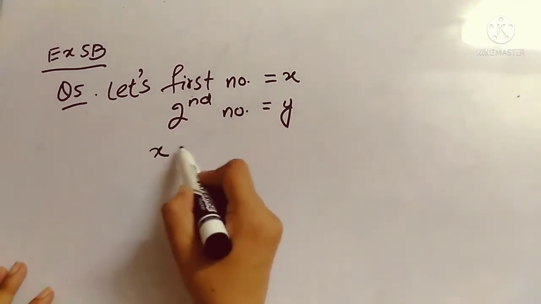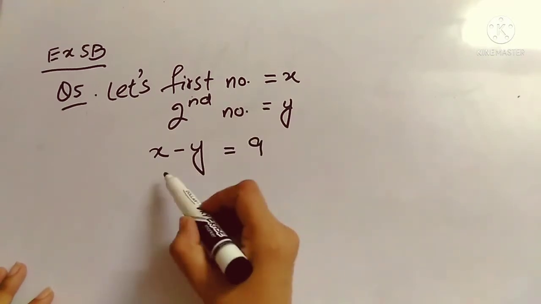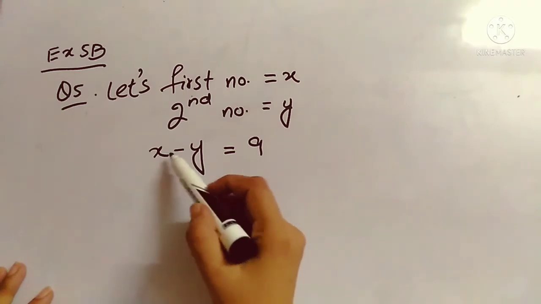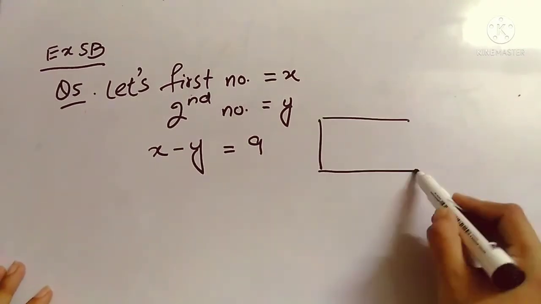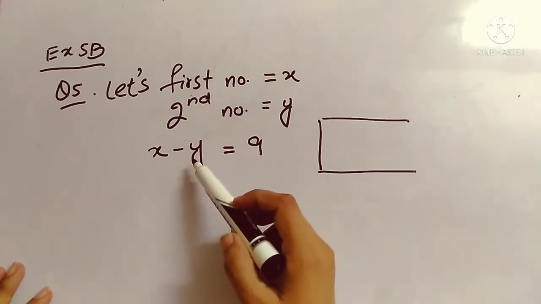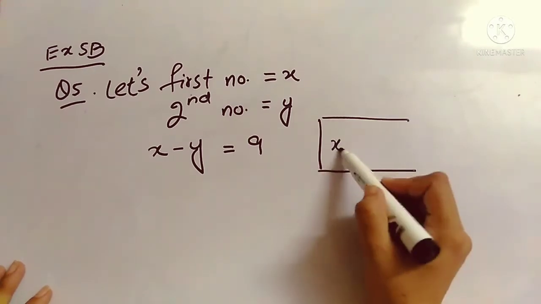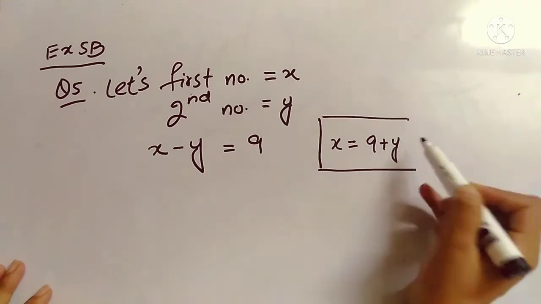The difference means minus. So the difference between two numbers is 9, so you have to subtract the two numbers. x minus y is equal to 9. We can take out the value of x from this equation. As you can see, when the subtracted y comes to this side, it will be added to 9. So your x would be equal to 9 plus y.